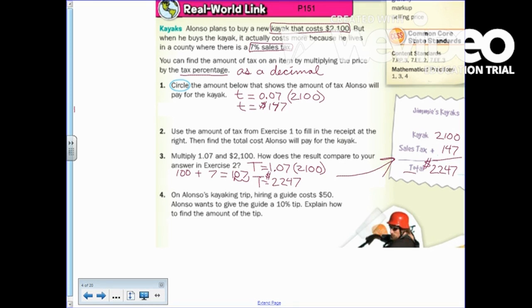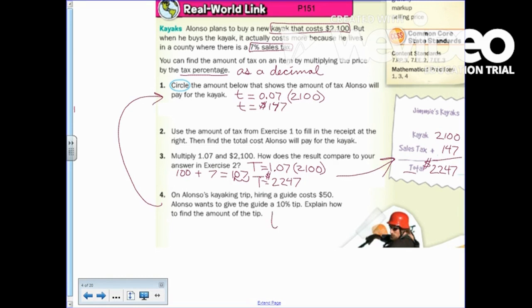Also on Alonzo's kayaking trip, he hires a guide that costs $50. Alonzo wants to give the guide a 10% tip. Explain how to find the amount of the tip. Well, this goes back to what we were doing up here. We just want to find the tip. We don't want to find the cost of the guide and the tip together. We just want to find the tip.